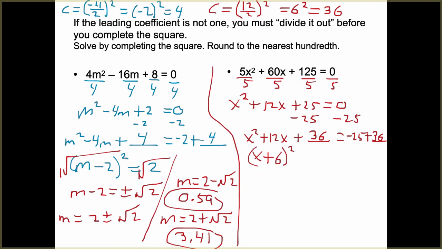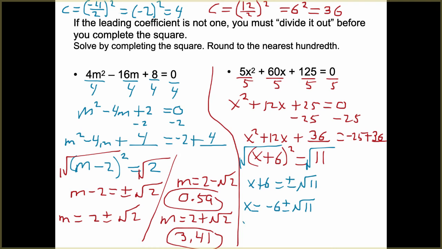And again, that number 6 is from our half of b. And negative 25 plus 36 is 11. We can now use our square root property. Take the square root of both sides. We get x plus 6 equals plus or minus the square root of 11. Move the 6 over, we get x is negative 6 plus or minus the square root of 11.